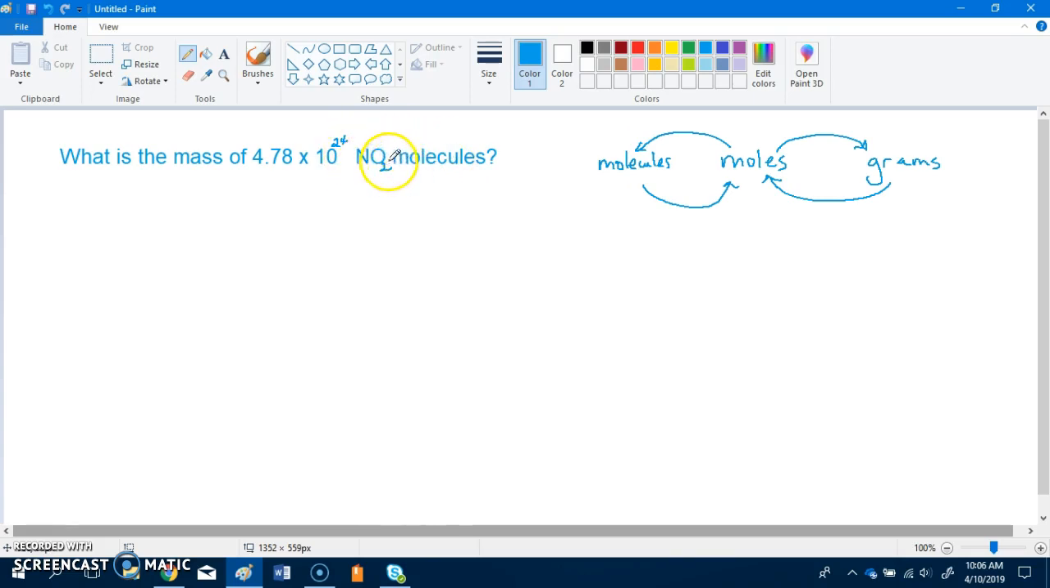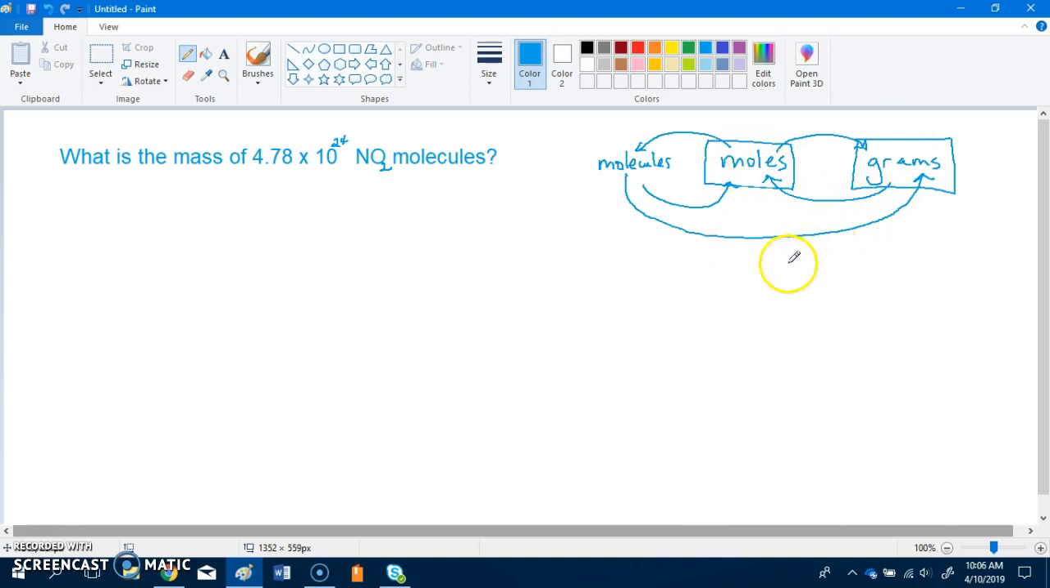So we have NO2 molecules, nitrogen and oxygen together as a molecule. So we're looking at nitrogen dioxide molecules. Also, instead of just one jump from moles to molecules or moles to grams, we are going from molecules and we're skipping all the way over to grams. So that means we need to do a mole conversion and then a gram conversion.